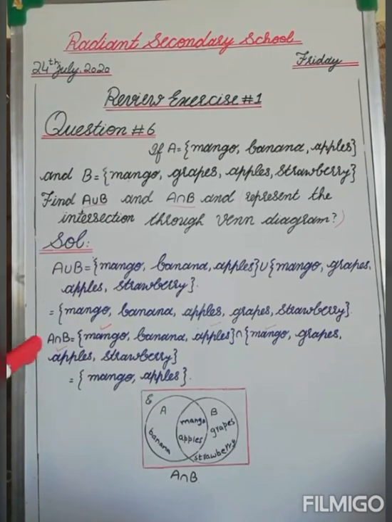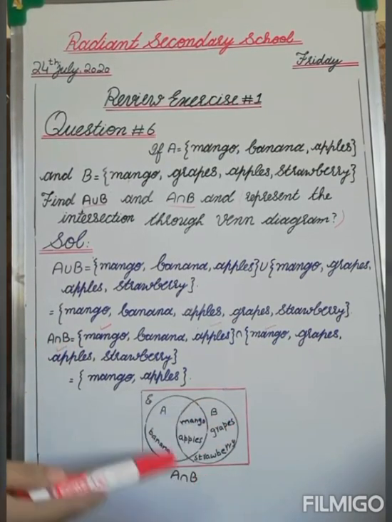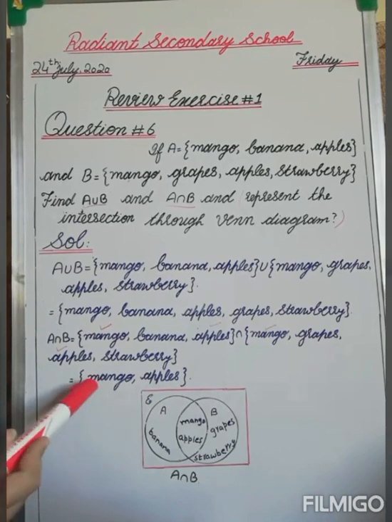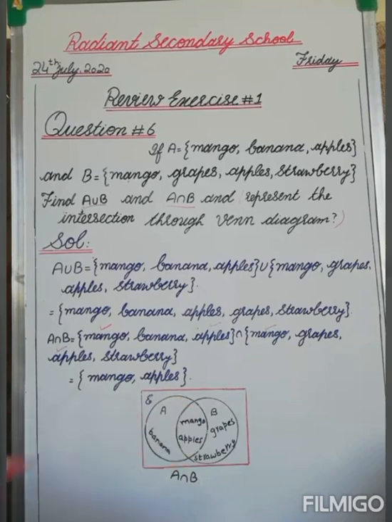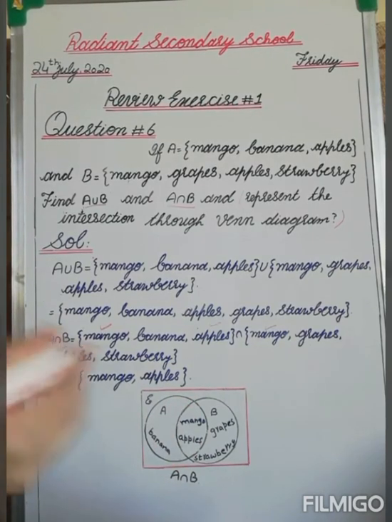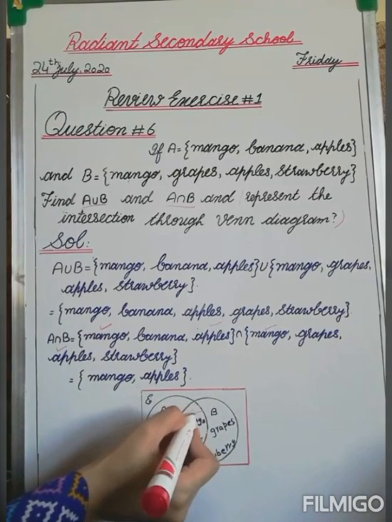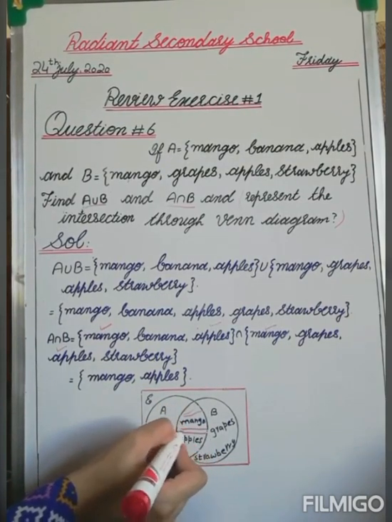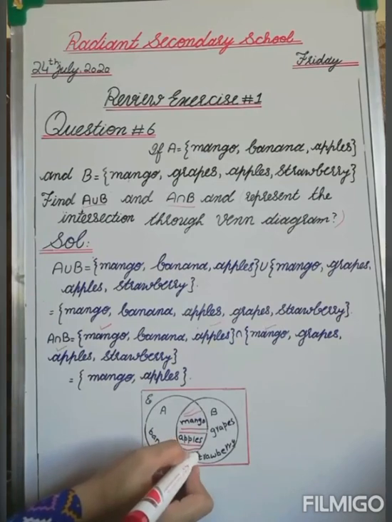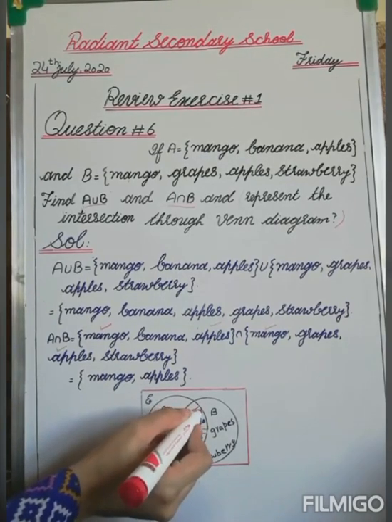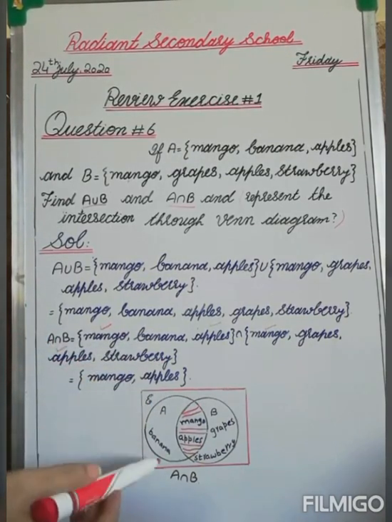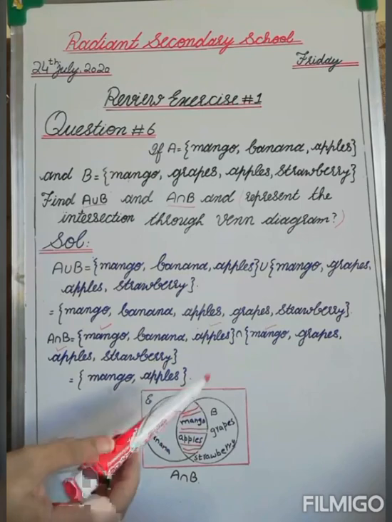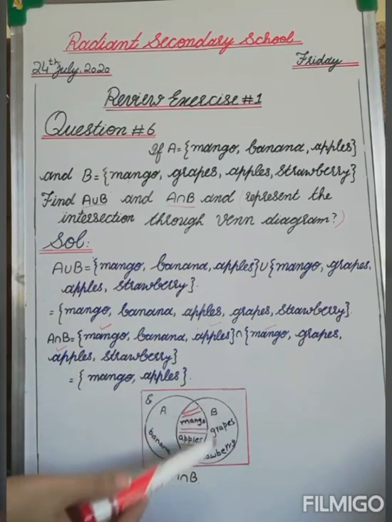So the sets A and B are overlapping sets, so you will draw overlapping circles like this and write the common elements in the overlapping portion, and you will have to shade this portion because we represent the intersection through a Venn diagram like this, right? And write the remaining elements of set A in the set A circle and the remaining elements of set B in this portion.